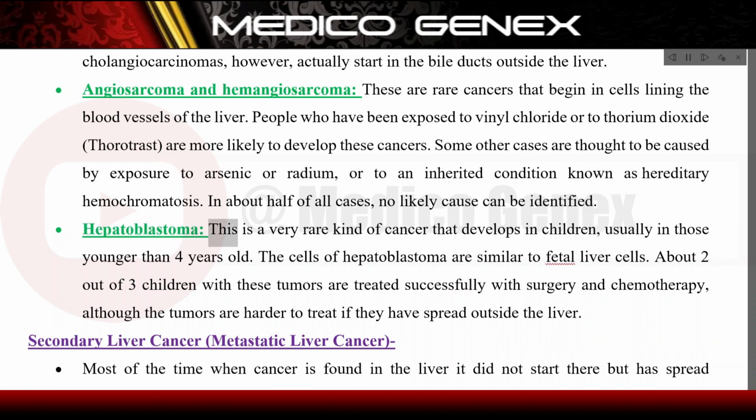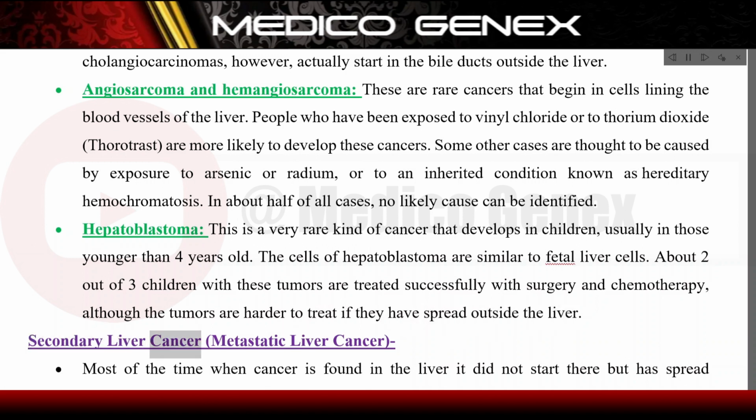Hepatoblastoma. This is a very rare kind of cancer that develops in children, usually in those younger than 4 years old. The cells of hepatoblastoma are similar to fetal liver cells. About 2 out of 3 children with these tumors are treated successfully with surgery and chemotherapy, although the tumors are harder to treat if they have spread outside the liver.